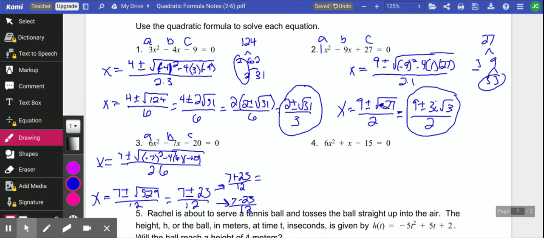So that's going to be 30 divided by 12, which is going to be 5 over 2. And this one's going to be negative 16 over 12, which is going to reduce to negative 4/3. So those actually gave you two nice, neat answers, rational numbers, actually. All right, last one of these.